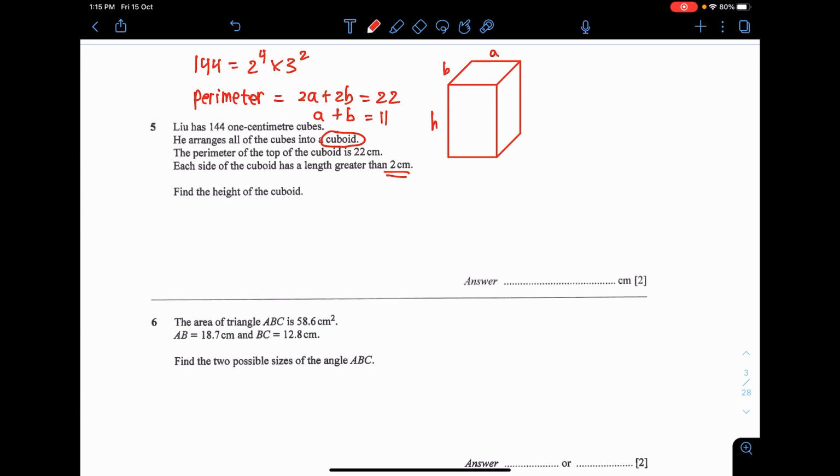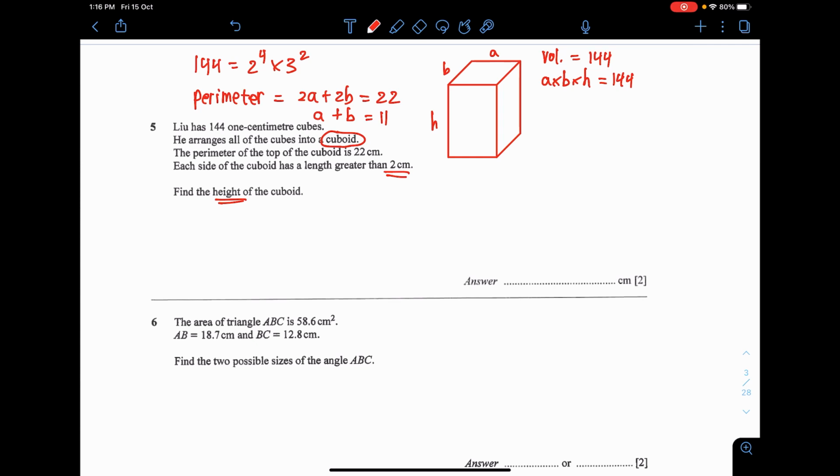Now, the deal is this: the volume of this cuboid equals 144, and you know that volume is A times B times H equals 144. So the way I designed the Lego to make this design must make sure that I exhausted every single piece of 144. All of them must be integers, obviously. So how do we get the A, the B, and then the H finally? The question is asking for the height of the cuboid.